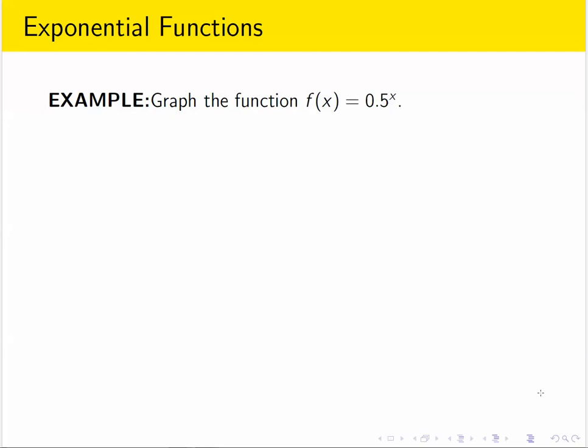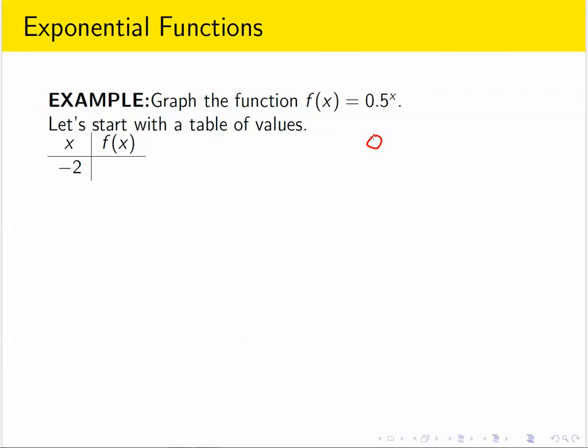Now let's look at another example. Here's another exponential function, 0.5 raised to the x. We could go through the same procedure of calculating input-output values. So if I have 0.5 and I raise it to the -2 power, we can think of that first as a reciprocal, 1 divided by 0.5 squared.